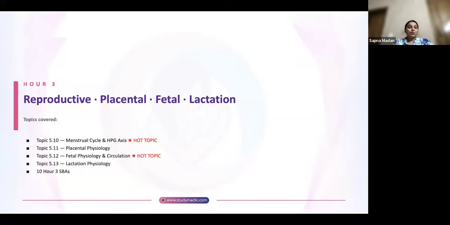All right, okay. So let's move to the final section on reproductive, placental, and fetal and lactation physiology. So again, these are very, very important. A lot of it is also going to cover your clinical topics. Okay, so we're going to be discussing the menstrual cycle and the hypothalamus pituitary gonadal axis. We're going to be discussing placental physiology, fetal physiology, and fetal circulation, which I think you've already done in embryology quite a bit, but we will be redoing that in a small way. Okay, and of course, lactation physiology, and then we'll be doing the 10 SPAs.